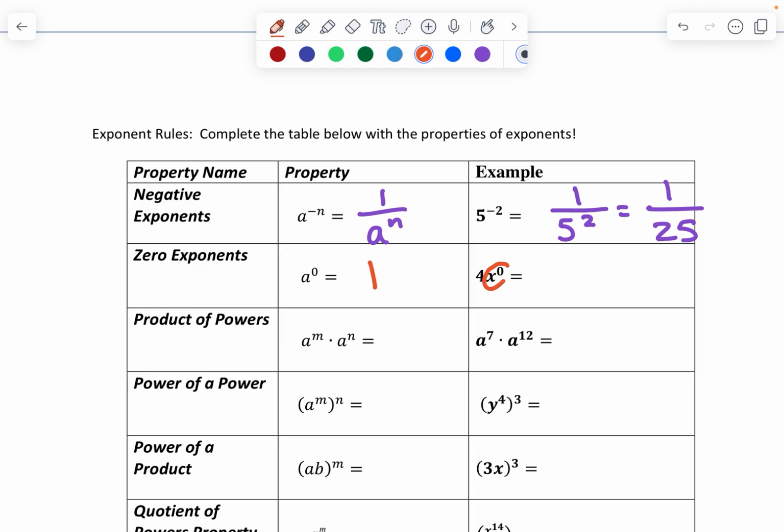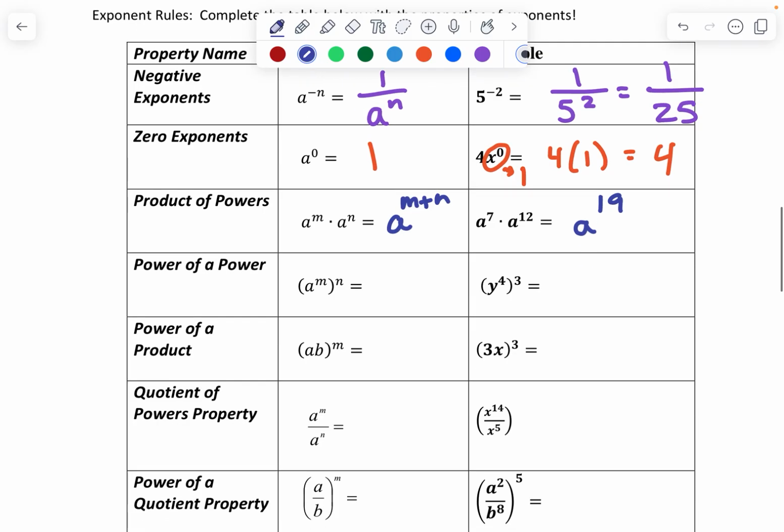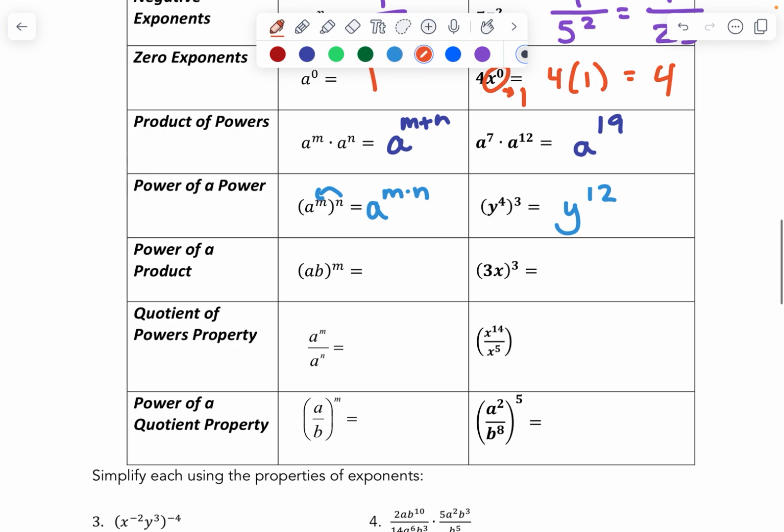Now this, the x to the 0, that 0 is only stuck on the x, that part is 1. So this means 4 times 1, which is 4. Okay, product of powers. So if you multiply with the same base, then you add the exponents. So 7 plus 12 is 19. Anything outside parentheses, you distribute. So that means multiply. So this would be y to the 12th.